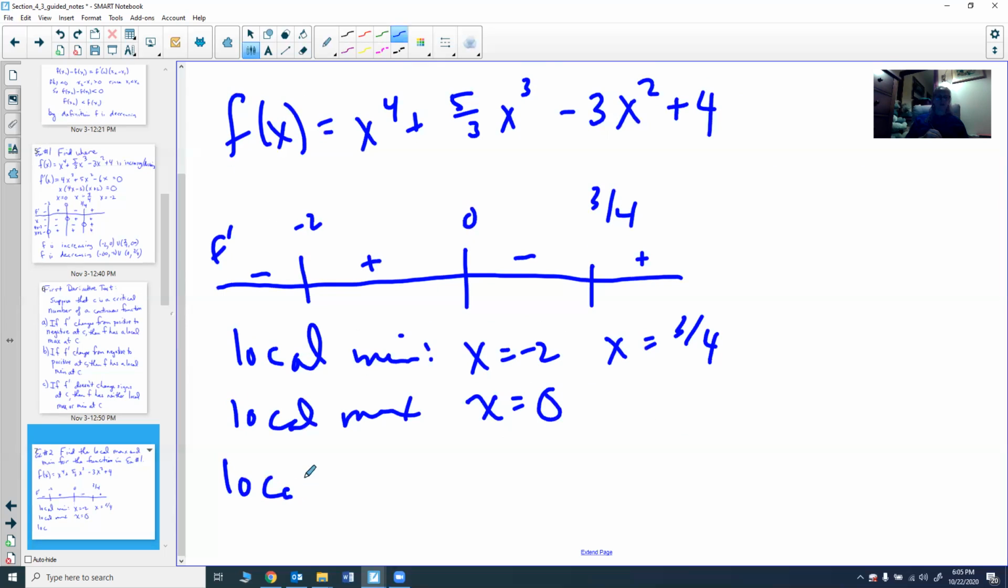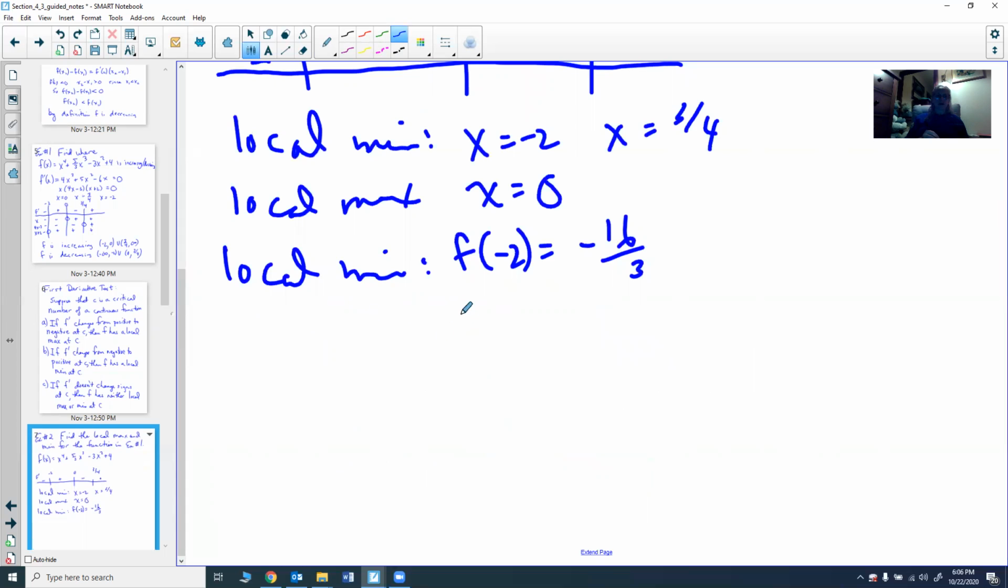Now, if I want to actually find the local min, all I have to do is find out what f of -2 is equal to. So I just put -2 into my function and find out what value I get. When I plug it in, I find that it's equal to -16/3. I also had a local min at 3/4. So my local min is f of 3/4. I put 3/4 into my function and I get 853 over 256.